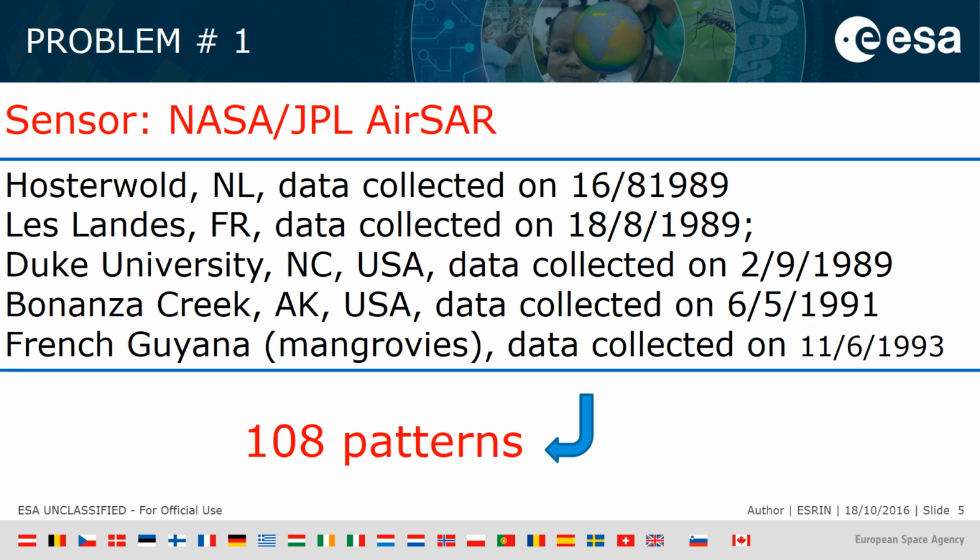Here are the campaigns that have been used to generate the data. You see 5 different campaigns, one also regarding mangroves, the others deciduous and conifers. And we come up with 108 patterns using this.